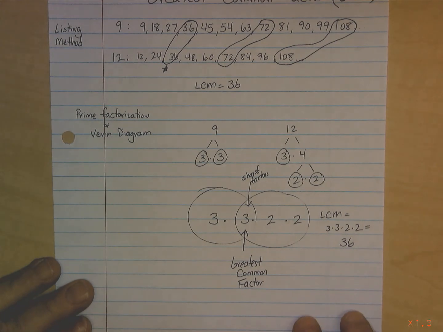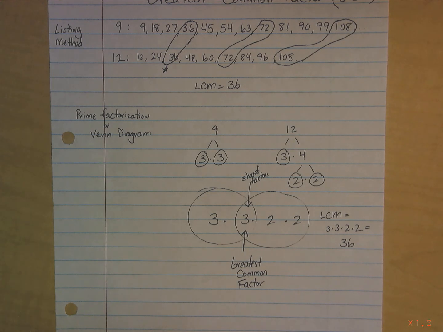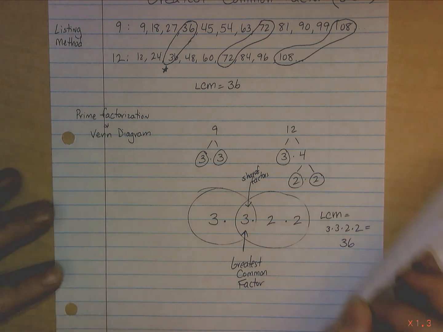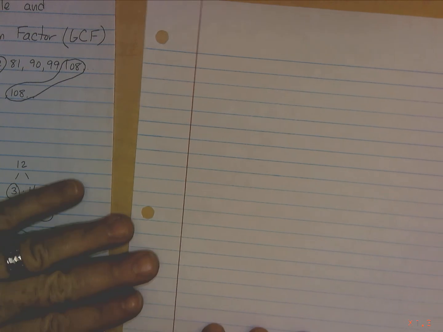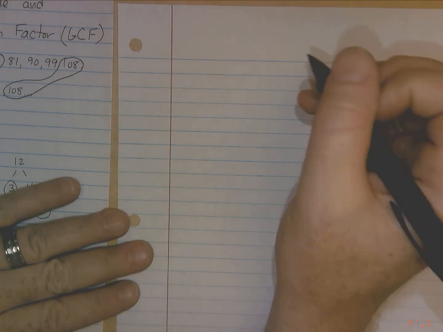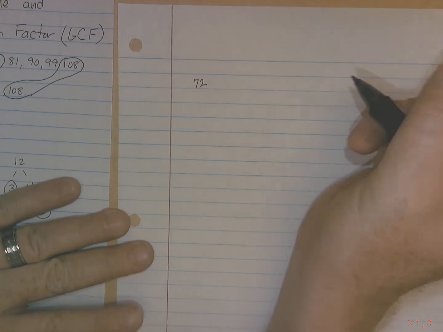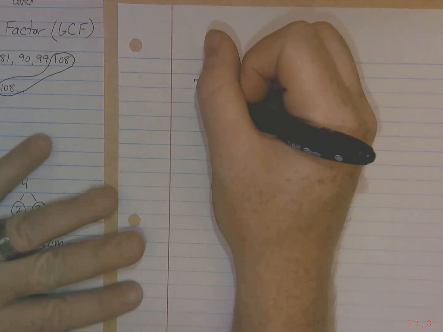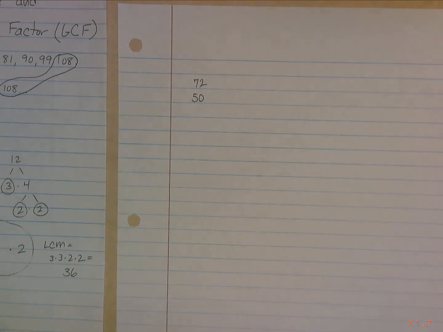Okay, hopefully that makes sense. All right, let's do another one. Let's do one that's a little bit more difficult. But I'm just going to show you the second method, because to do the listing method on that one would take a while, and this needs to be a short video. All right, so let's do a kind of difficult number. Let's say the least common multiple of 72 and 50. 72 and 50. Okay.